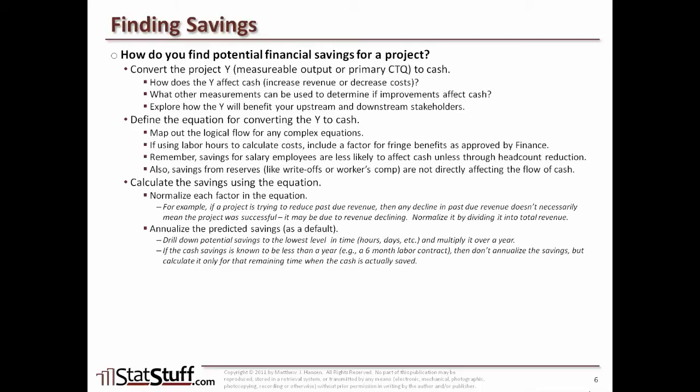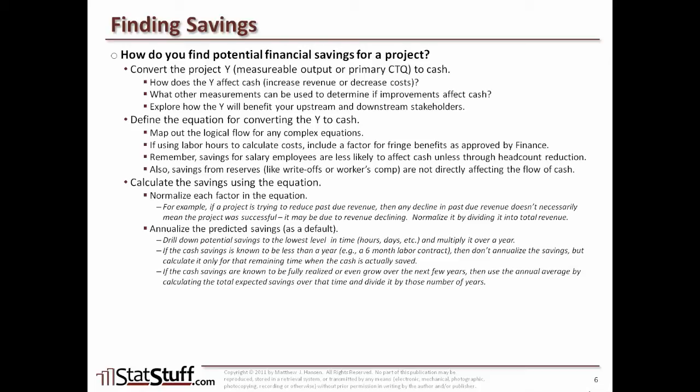Now, if the cash savings happens to be known for a lesser period of time, in other words, you know that the savings you're going to expect is only for less than a year, like a 6-month time period, then you're obviously not going to need to annualize it. You'd only account for that actual time that you know the savings will be realized. But conversely, if you know your savings are something that's going to grow over time, or it's going to be realized more extensively over a longer period of time, then you may find yourself needing to use some sort of annual average to account for the additional savings you can expect over multiple years.